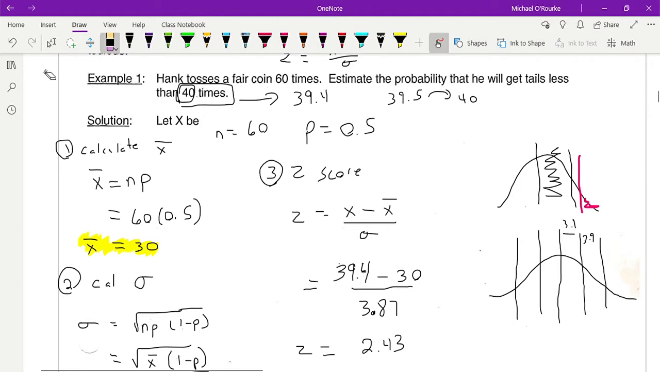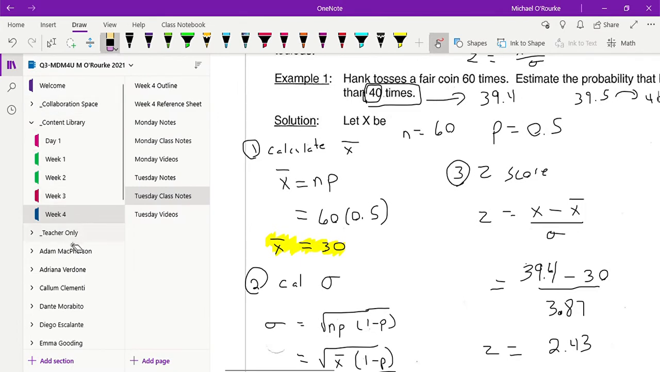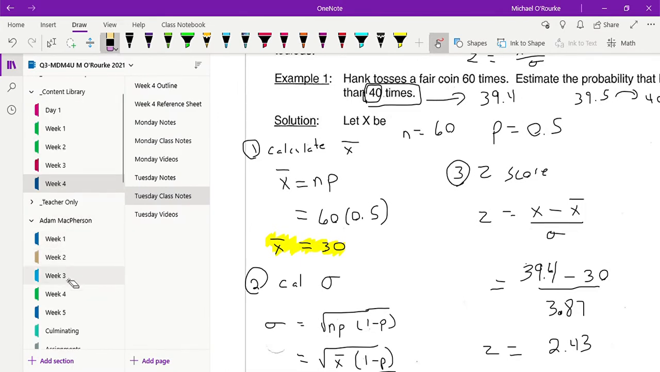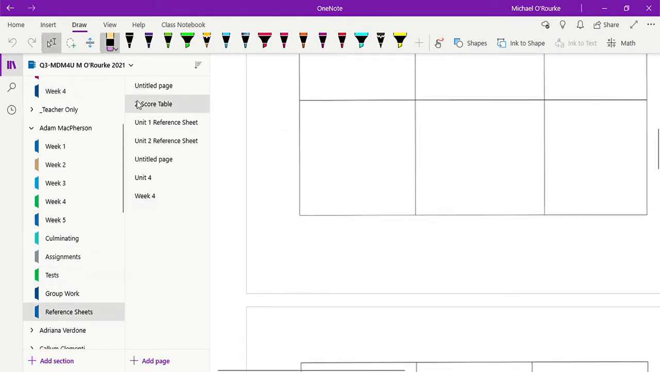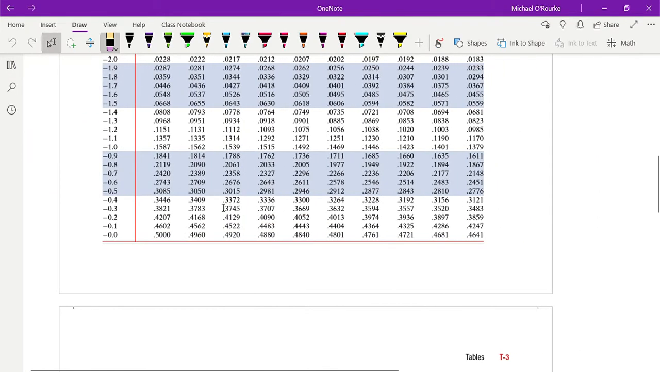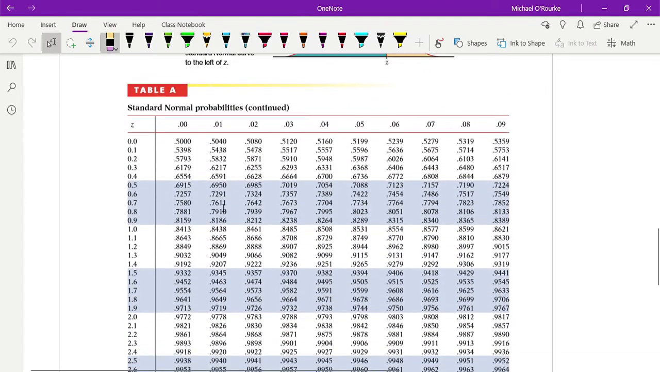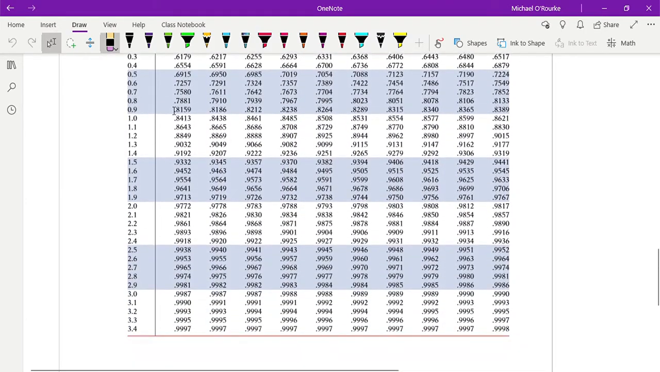Now, how many people still have their Z-score table? What was my number again? It was 2.43. So if I go to my Z-score table, which some of you may have in your notebook, 2.43, 0, 1, 2, 3. There's our number, okay?